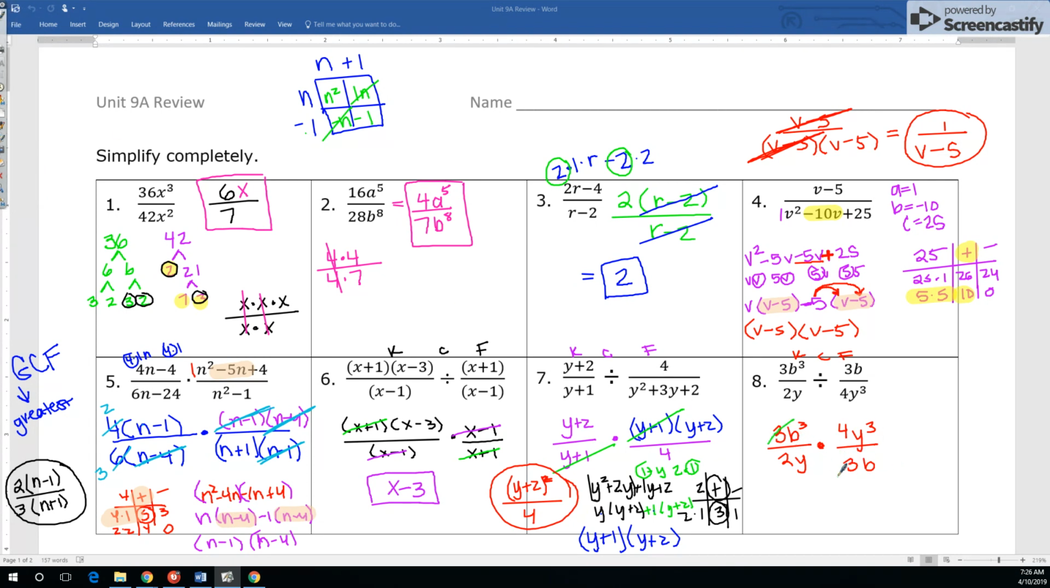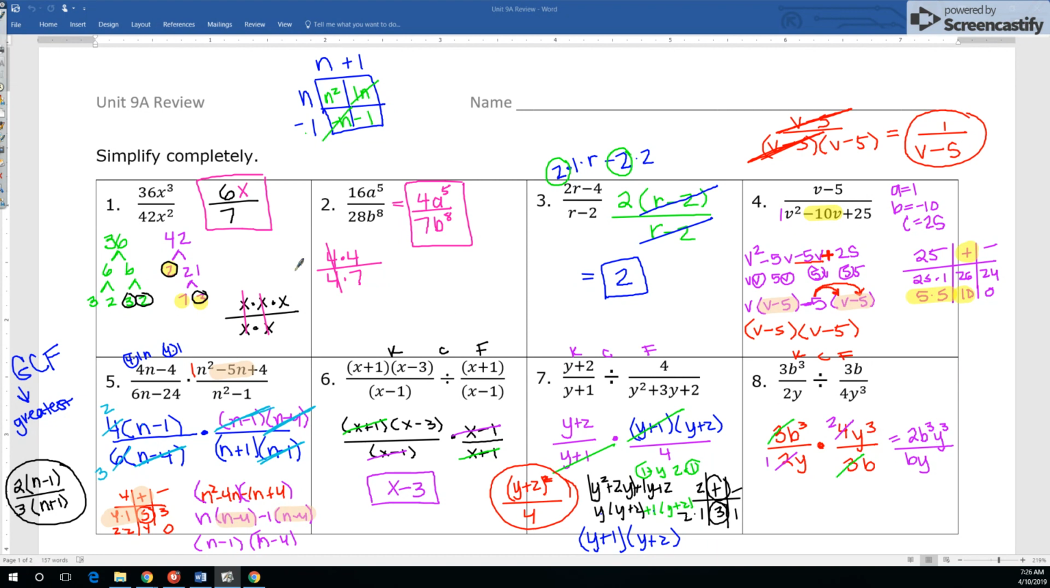Okay, now I'm canceling things in the numerator and denominator that are the same. So we have 3 and we have 3. 3 divided by 3 is 1. 4 divided by 2 reduces. 4 divided by 2 is 2, 2 over 1. So let's write what I have so far. 2b cubed y cubed in the numerator and just yb in the denominator.